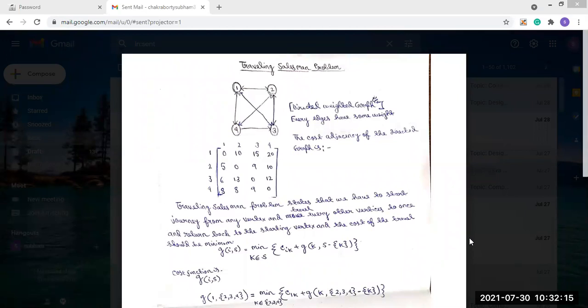Now, in the LCS, we have seen how LCS can be solved using recursion, then LCS using memoization, and LCS using dynamic programming. So we have covered this. Today we will start a new topic, which is the traveling salesman problem.